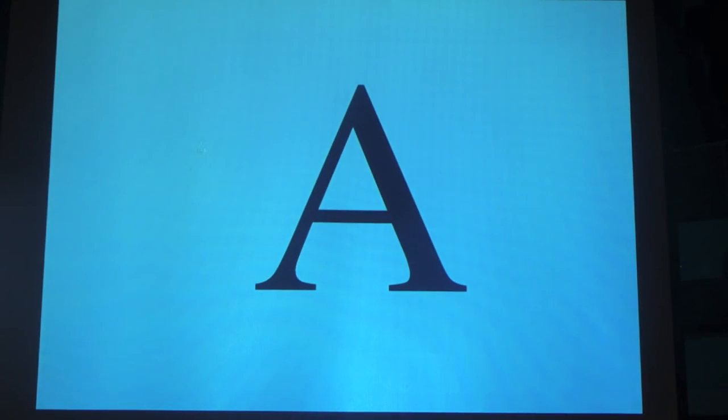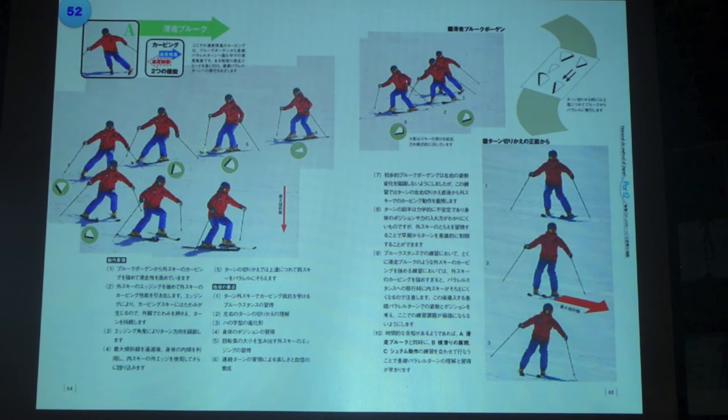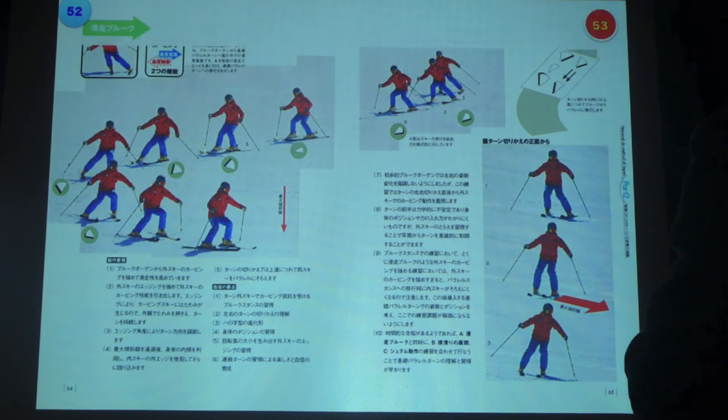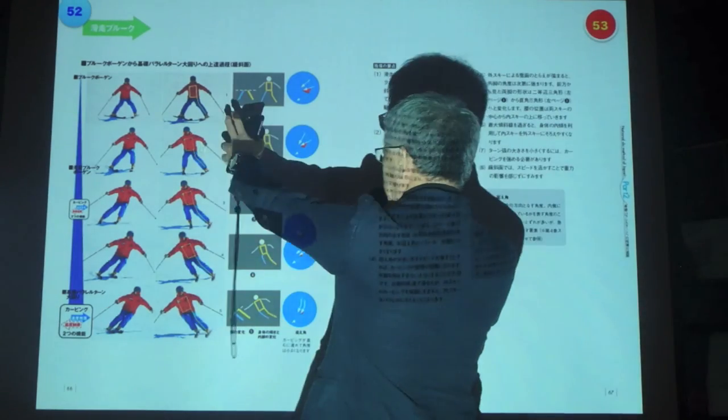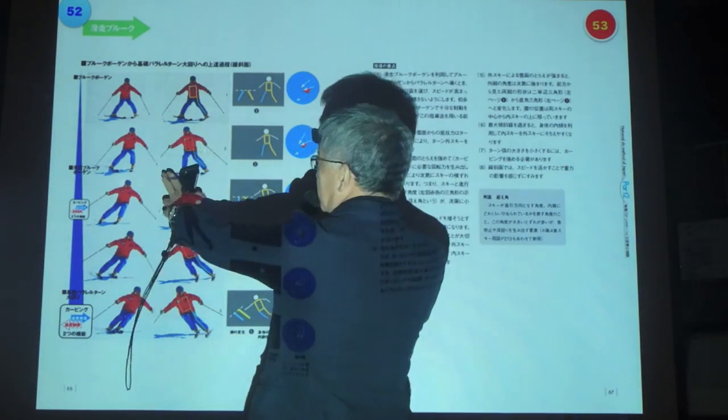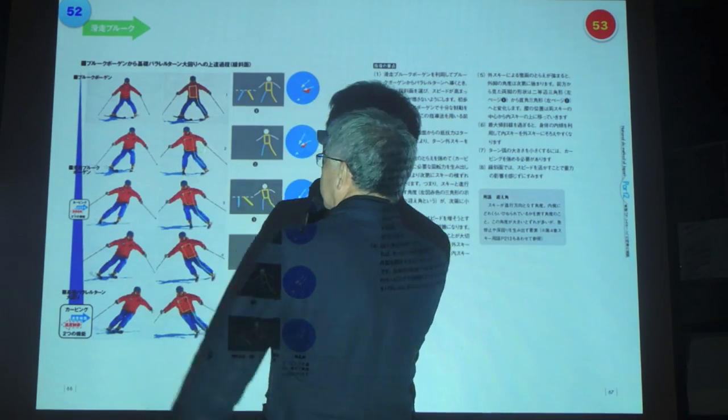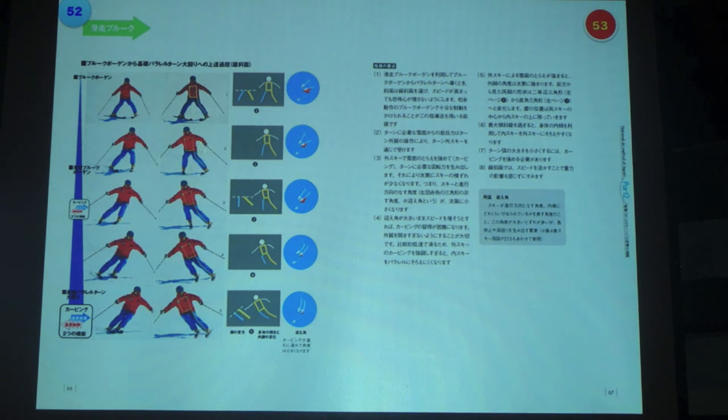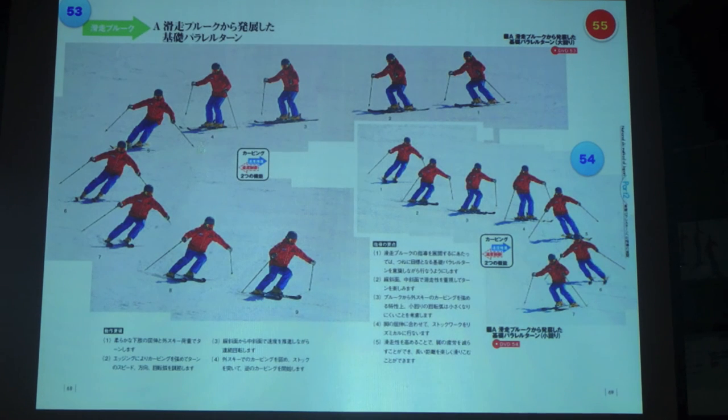So I show A method. They show A method. Using glide-prüg stance and emphasizing the curving of the outside ski. And this shows the changing of the level of the ski. So especially the change of the edging of the inside ski is very important. And this is a basic pattern made from method A. So it is a very good outside ski curve.